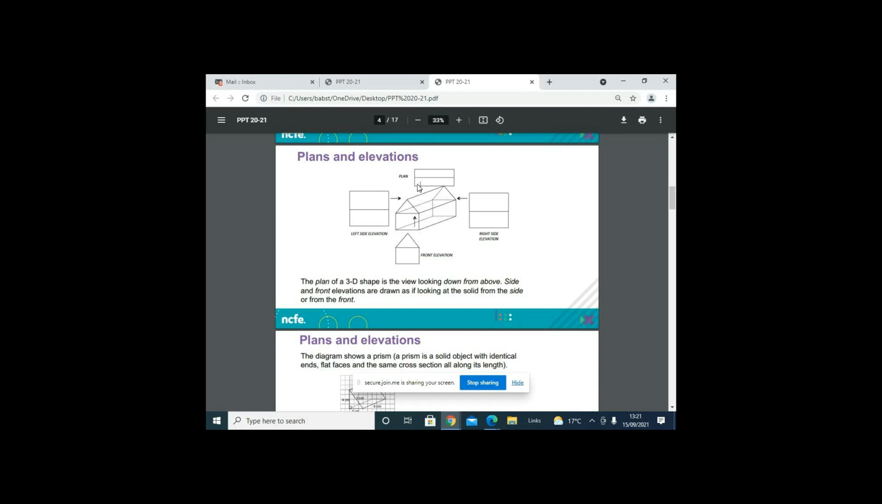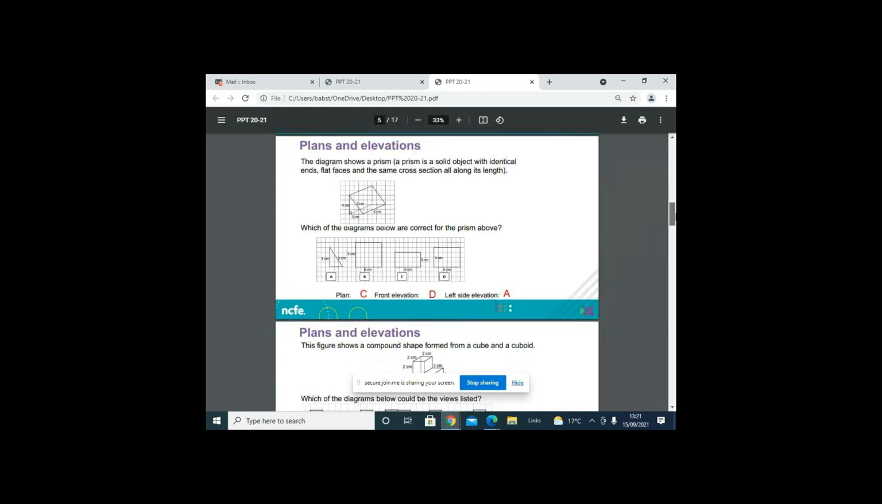You see a rectangle and you see one line in between. This line in between is this line here. So if you look at the plane, this is how it looks. And the side elevation is this, if you look at it from the side. And on the left side, it looks like that too. So plane and elevation. The diagram shows prisms too.